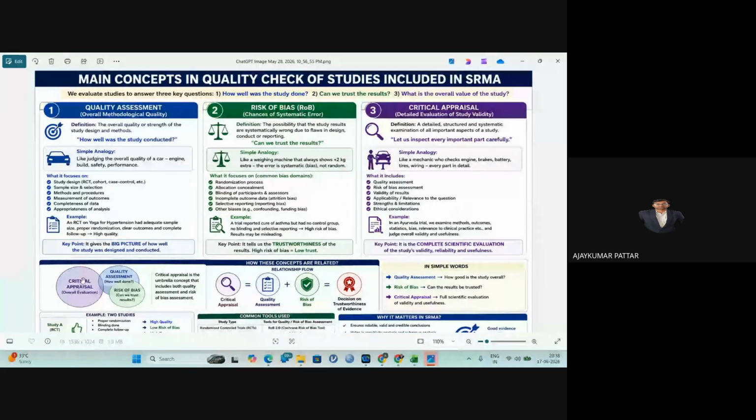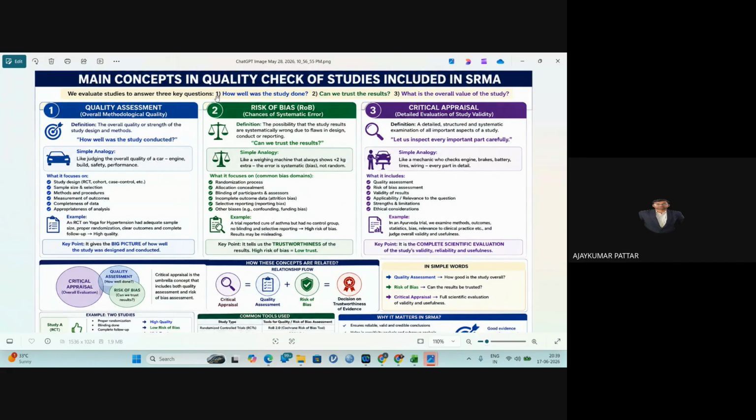So quality appraisal is the overall evaluation. Quality assessment is how well done the studies or papers are. But risk of bias is more focused on whether we can trust the result. So that is the meaning of risk of bias. But overall, all these things are related to checking the general thing, that is, the quality of the paper only.